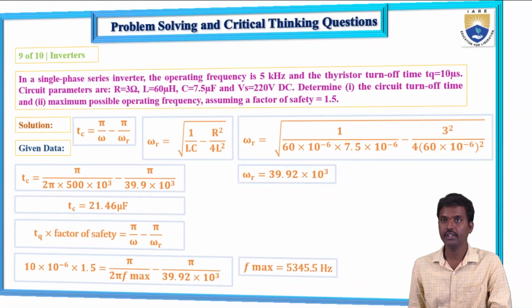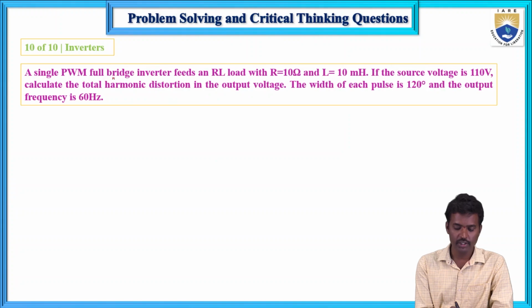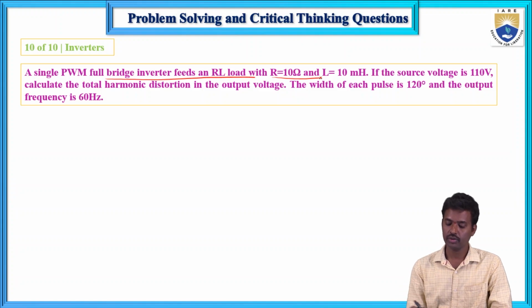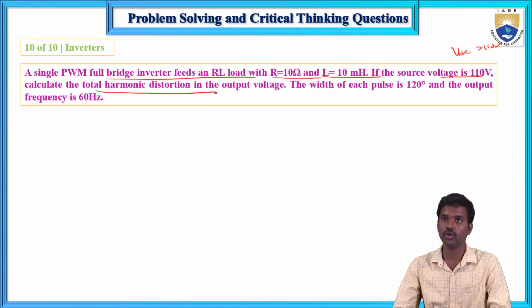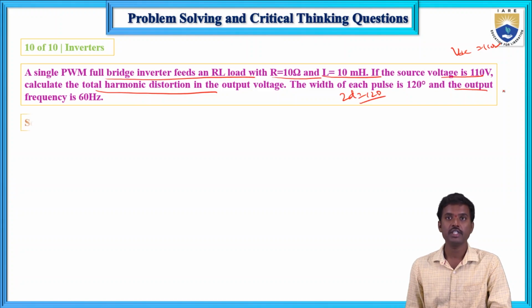means 5.3455 kilohertz. Next, a single pulse width modulation full bridge inverter feeds an RL load with R equals 10 ohms and L equals 10 millihenries, and source voltage VDC equals 110 volts. Calculate the total harmonic distortion in the output voltage, where the pulse width 2D equals 120 degrees and the output frequency is 60 Hz.